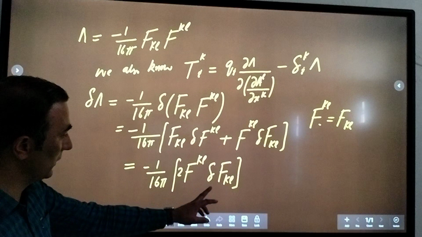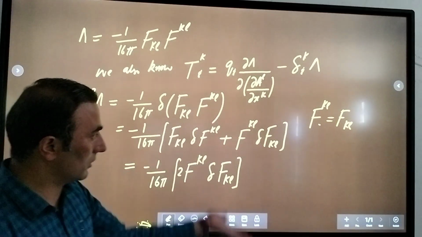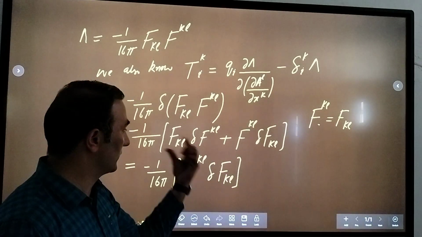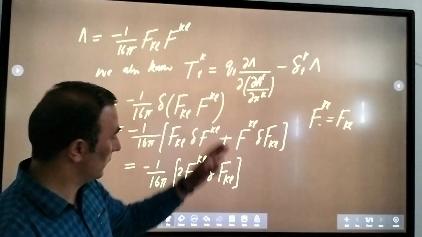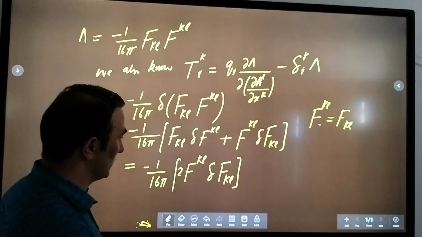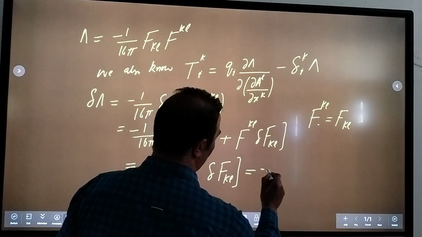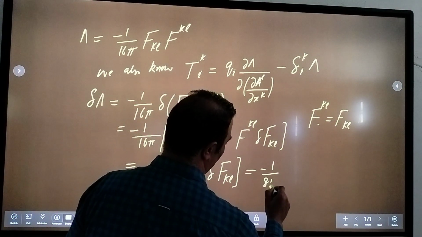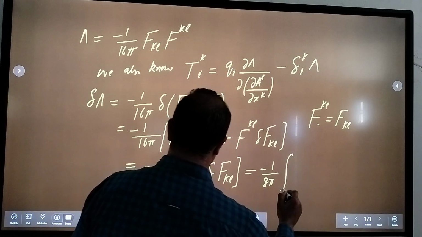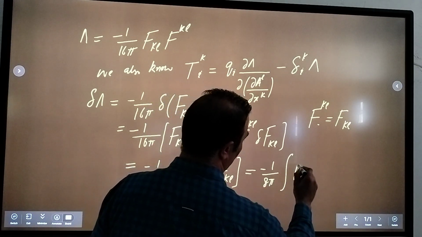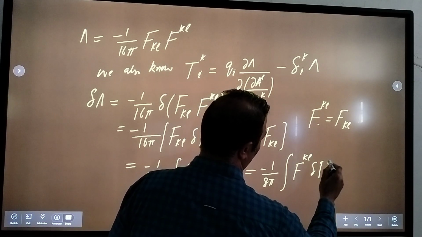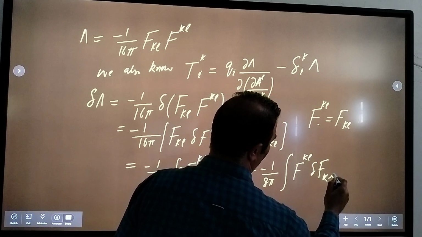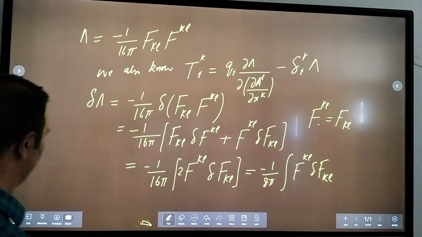Okay, so this is simply because you can change that contra to covariant, so this will be done twice. So I shifted this here from covariant to contravariant, so this will be done twice. Okay, so this is equal to that minus 1 by 8 pi integral.